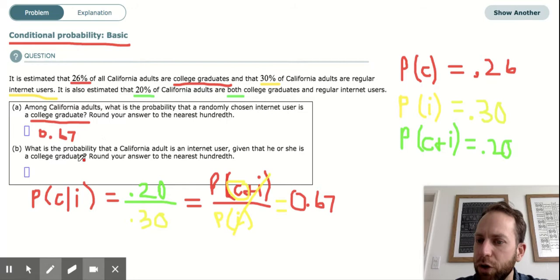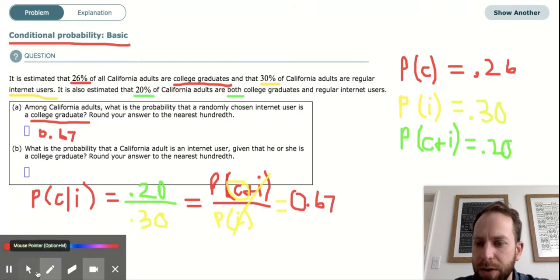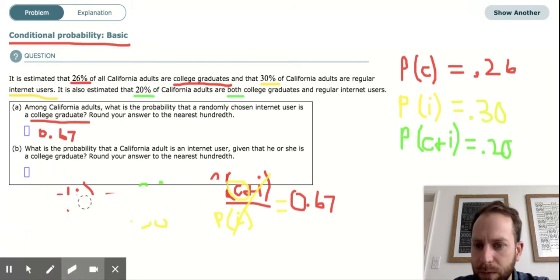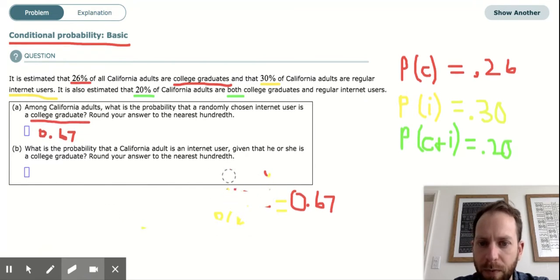All right, let's go ahead and try B. I'm going to erase this. So if you need this, write it down. Go ahead and erase it. All right, so let's go ahead and read this one together.